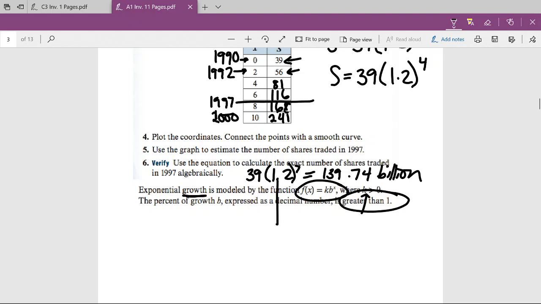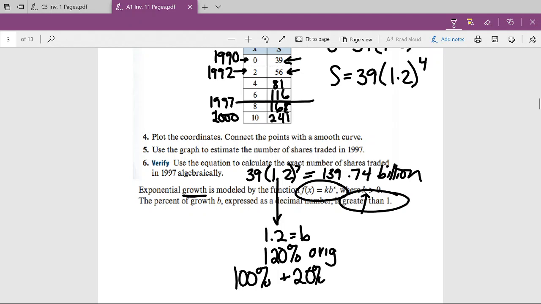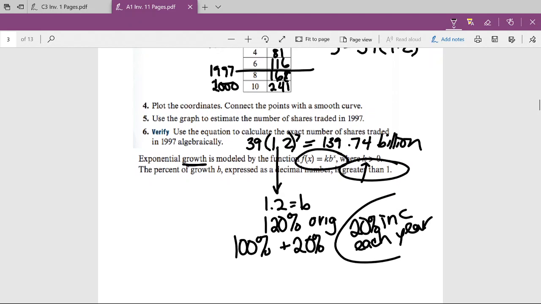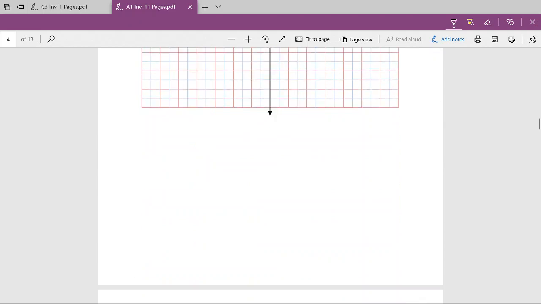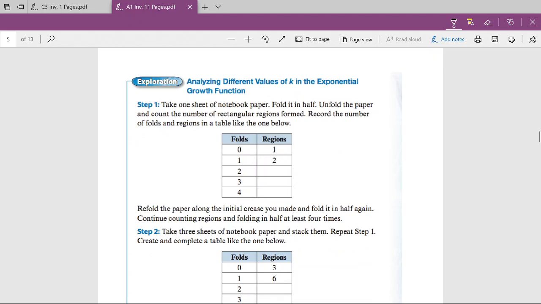For instance, in this one, 1.2 is my b value. If I were to change this into a percentage, that means that I have 120% of the original. So I always start with 100%, and I must have added 20% each time. So I actually have a 20% increase each year. That's actually quite a bit of increase. It's normally not that big. We can definitely have it happen, but that's a pretty big increase for things like stocks and shares. But it's definitely possible.